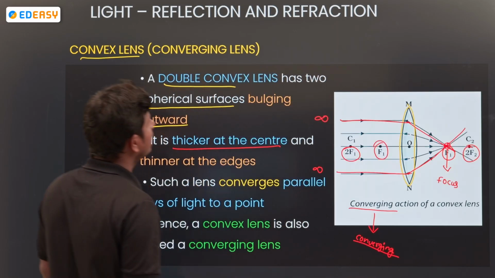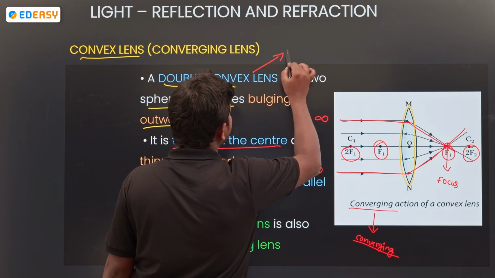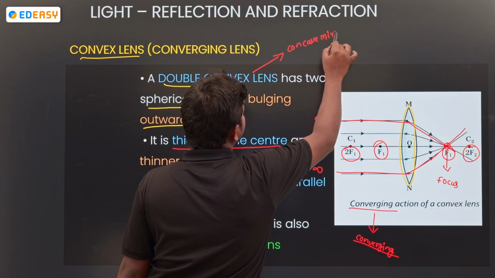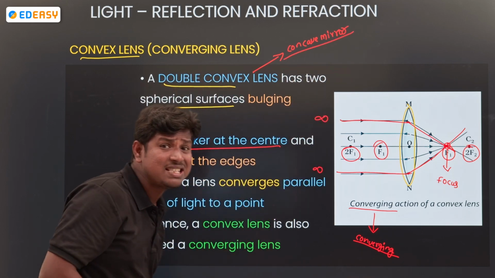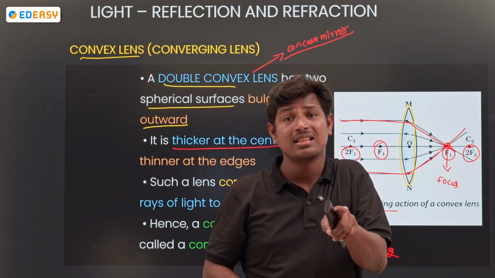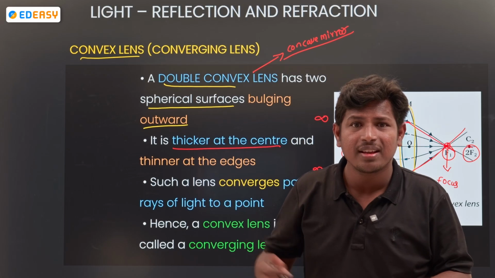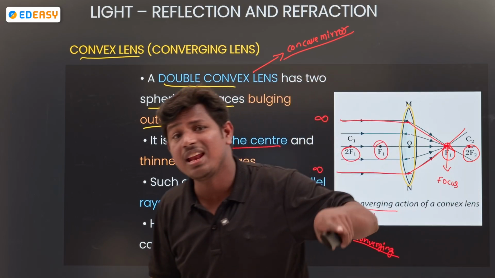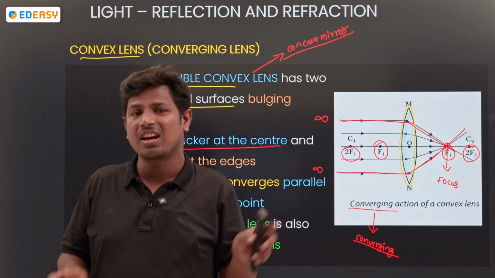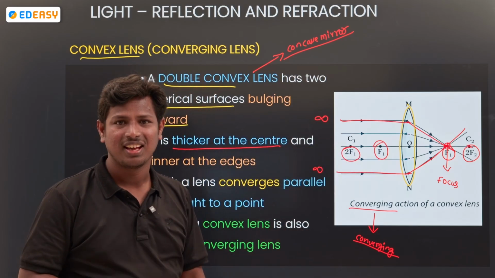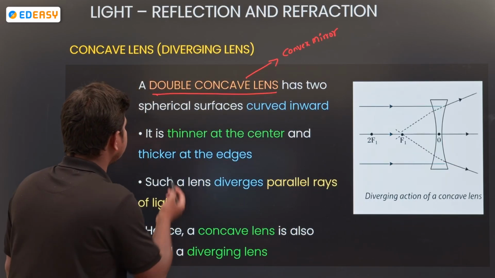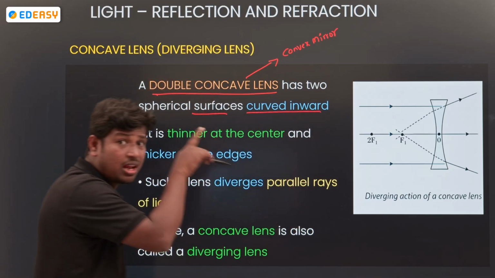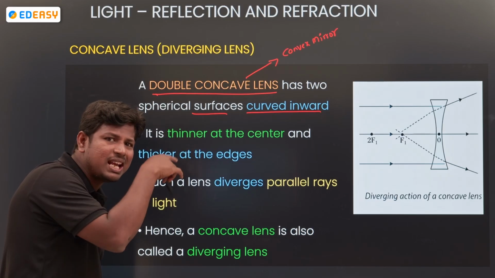Convex mirror. Here, the convex lens has the property of a concave mirror. To remember easily: convex lens has concave mirror properties. Concave lens and convex mirror properties are quite opposite. A double concave lens has two spherical surfaces curved inward. There, curved outward; here, curved inward.